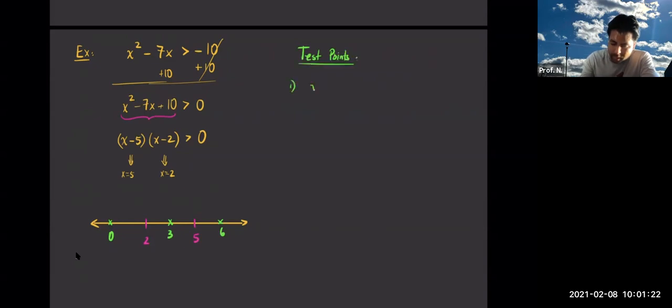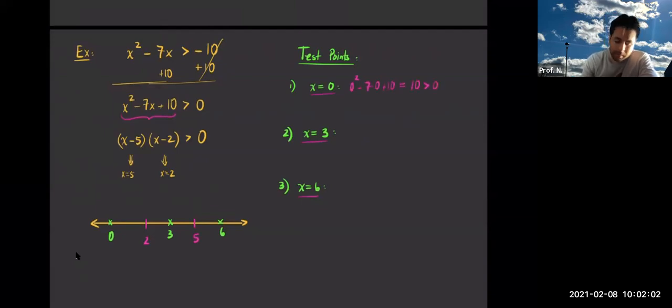So the first one is x equals 0. The second one is x equals 3. And the last one is x equals 6. And again, I'm plugging these x values into the quadratic expression. The quadratic expression here is x squared minus 7x plus 10. So when I plug in 0, I get 0 squared minus 7 times 0 plus 10, which is just what? 10, right? This is bigger than 0.